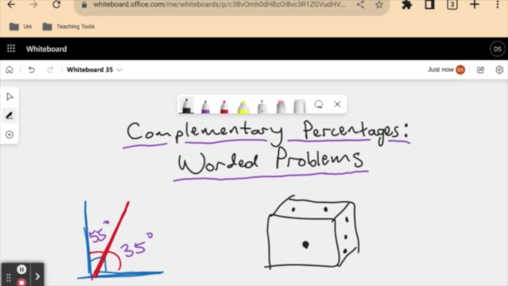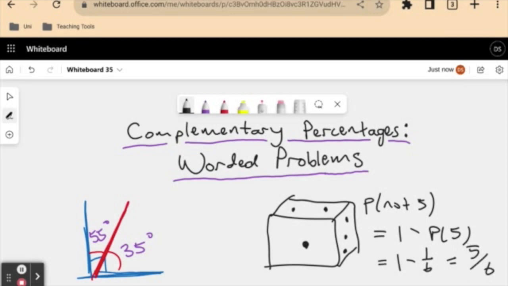So what we did was we said, well, all of these probabilities added up to 1. So the probability of not 5, well, there's 5 out of 6 other events that are not 5, because 5 makes up 1 out of the 6. So we could also say that the probability of rolling not 5 is 1 minus the probability of rolling a 5, which was 1 minus 1/6, which gave us 5 over 6.